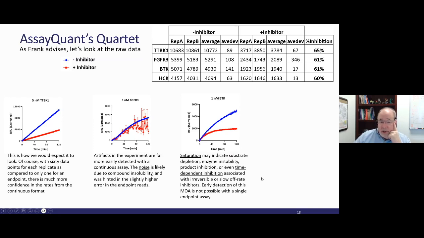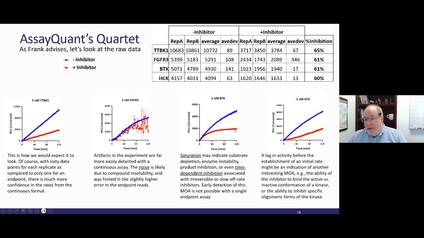And that early detection of that mode of action, you're just not going to get it from an endpoint assay where you're only looking at this and assume it's 61% inhibition. Here, your initial rate is practically the same as uninhibited. Your final rate is 0. So this requires a more sophisticated analysis to actually give you an indication of what's going on.